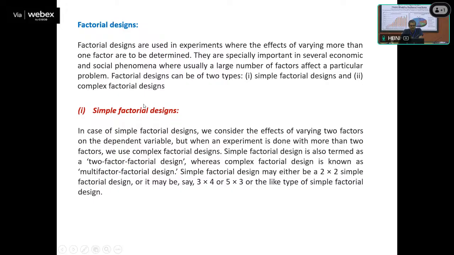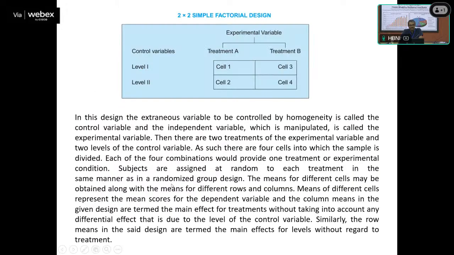So this is a broad view, which is sufficient to know because we may not go into the very details of this. Simple factorial design is also termed a two factorial design, since it involves two factors, whereas complex factorial design is known as multifactorial design because there are more than two factors involved which affect the dependent variable of your study. Simple factorial design may be 2 into 2, or 3 into 4, or 5 into 3, or a similar type.